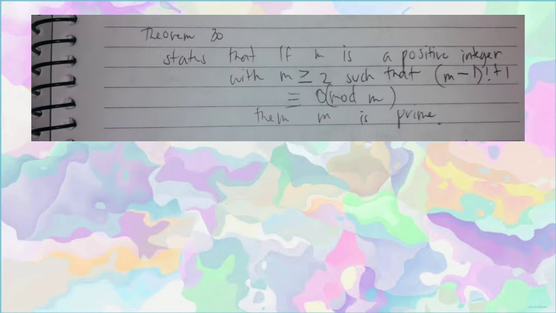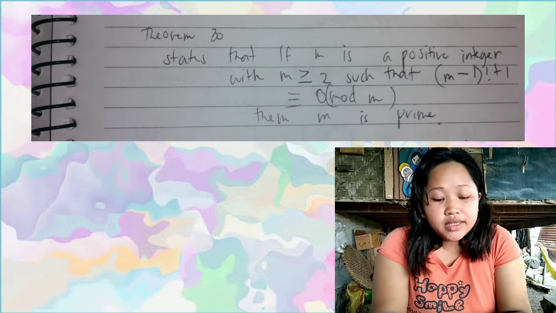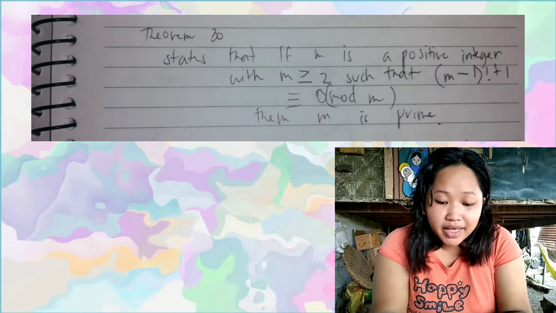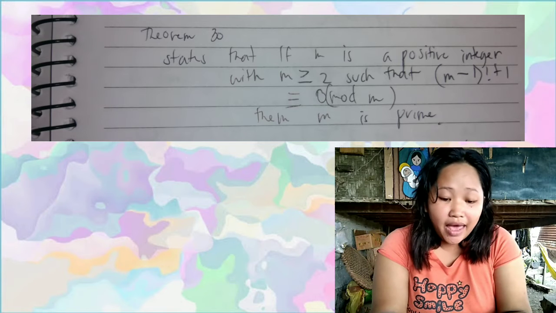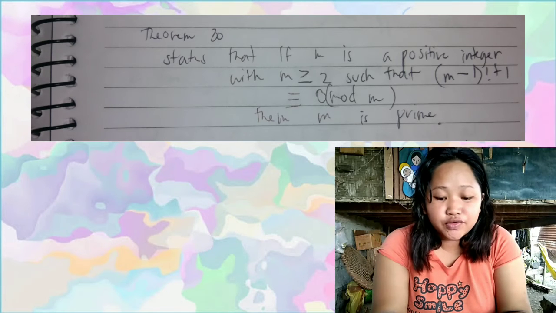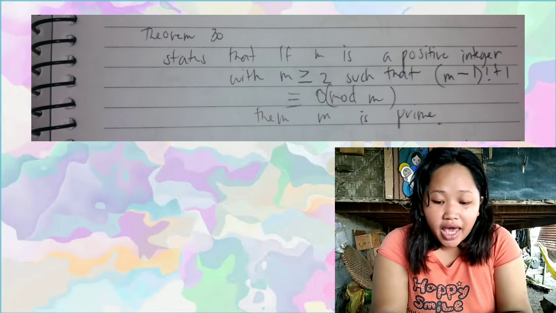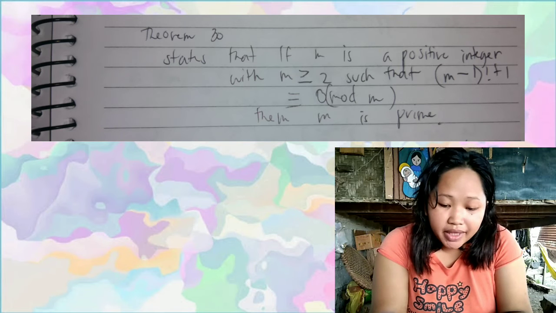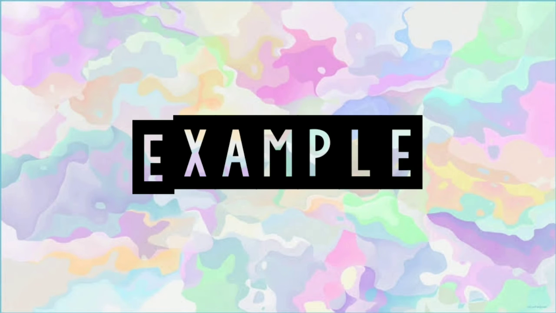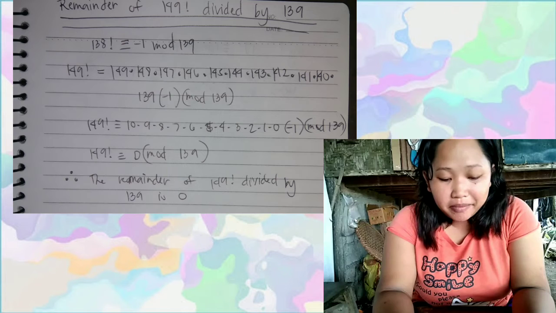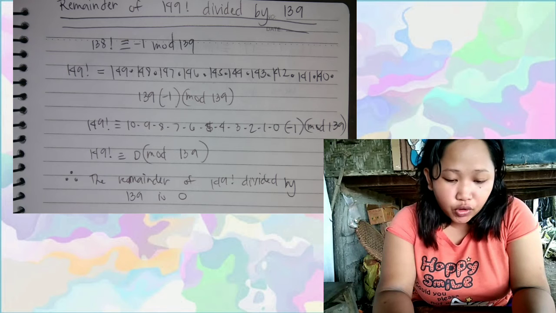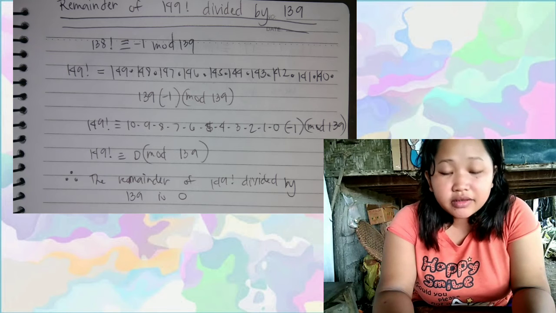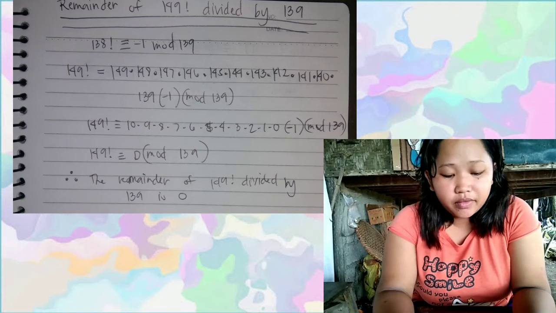Theorem 30 of Wilson theorem. This states that if m is a positive integer with m greater than or equal to 2, such that (m minus 1) factorial plus 1 is congruent to 0 modulo m, then m is prime. Example. We want to know the remainder when 149 factorial is divided by 139.